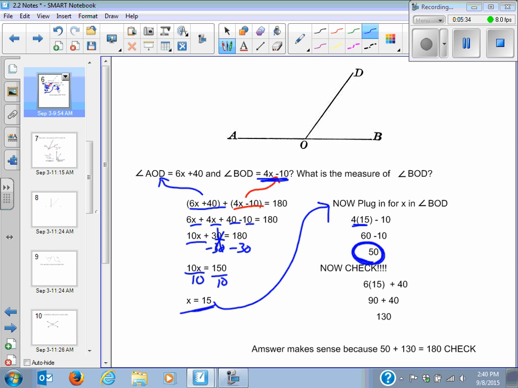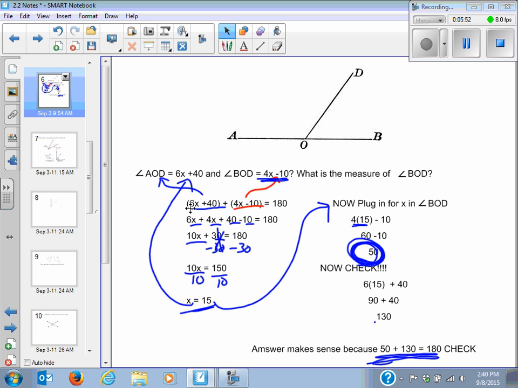But I want to check to make sure it makes sense. So I plug this 15 back into the other equation, and I get that that other angle is 130. When I add 130 and 50, it gets me to my 180 that I was supposed to get. So 50 makes sense. I know when I leave this class, I got that question 100% correct. There's no other way that that would work out. They're supplementary, they're adding up to 180, and I got my two angles.